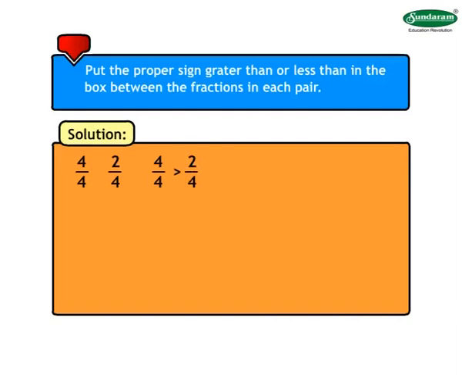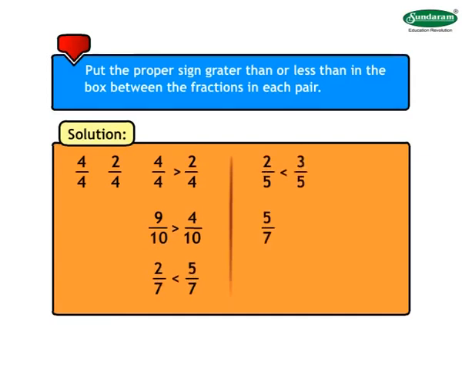Similarly, after comparing the numerators, 9 upon 10 is greater than 4 upon 10. 2 upon 7 is less than 5 upon 7. 2 upon 5 is less than 3 upon 5. 5 upon 7 is greater than 3 upon 7. 11 upon 17 is greater than 5 upon 17.